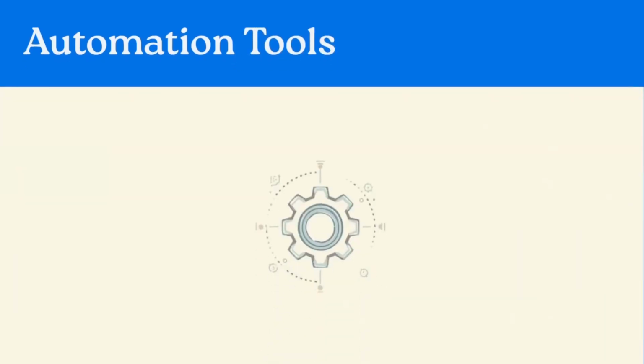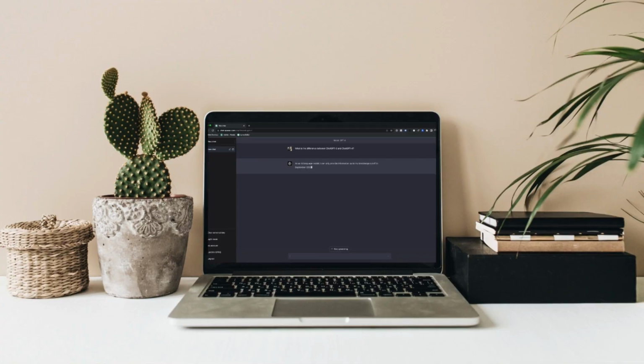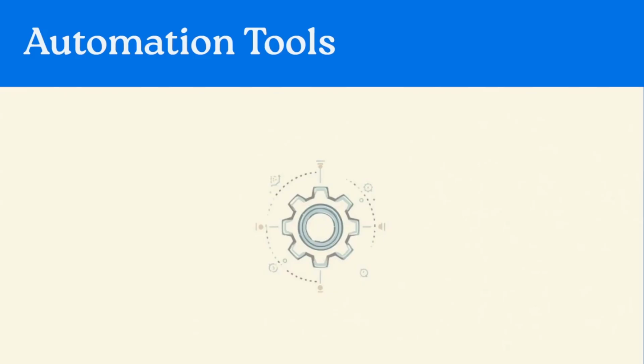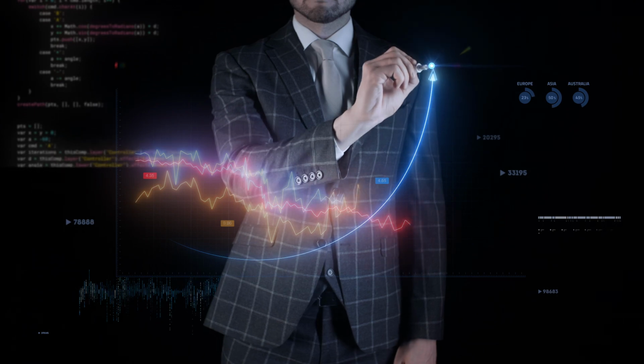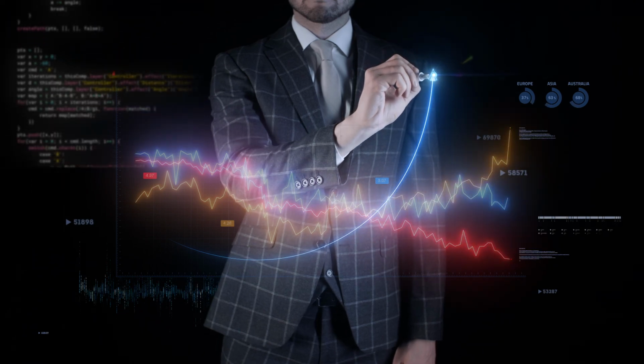Automation tools make this entire process easier. On the market there are hundreds of automation tools that allow you to create automated email sequences. This means when someone joins your list, the funnel automatically starts sending the emails in the correct order without manual work. Automation saves time and ensures every subscriber receives the same well-designed experience.